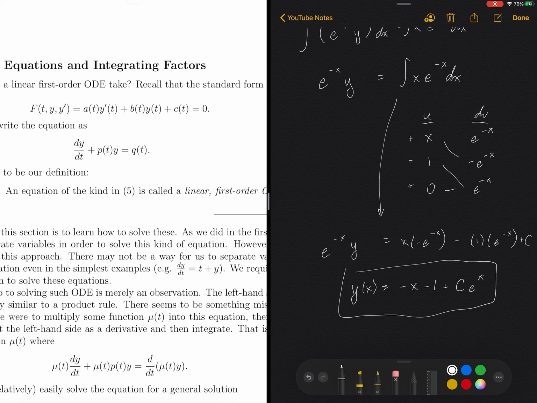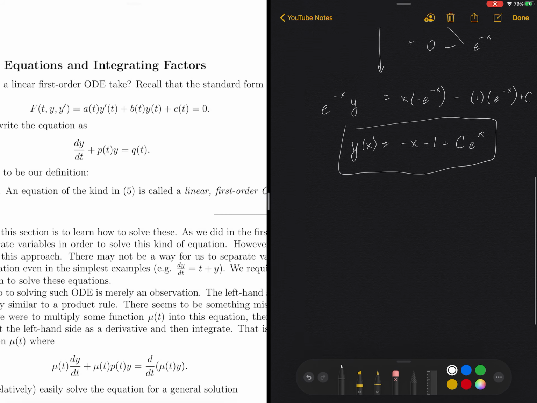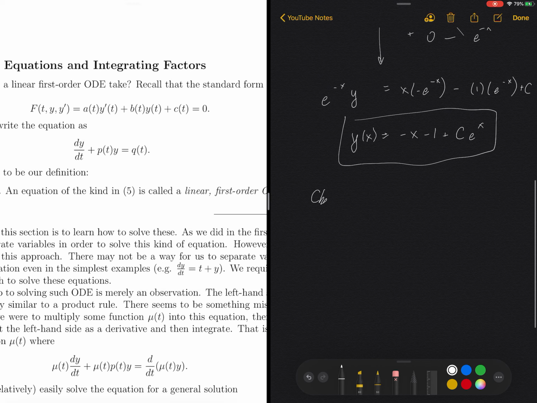But that means I wind up with y equals minus x minus 1 plus c times e to the x. And that completely solves, with a general solution, the differential equation that we started with. And we can check this, right? So check. What's the derivative here?